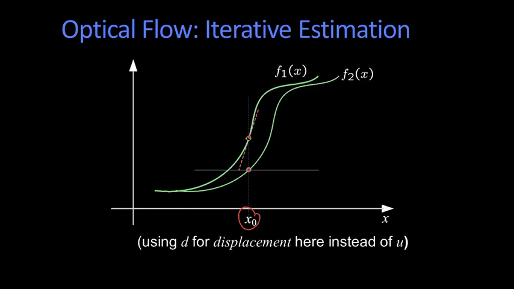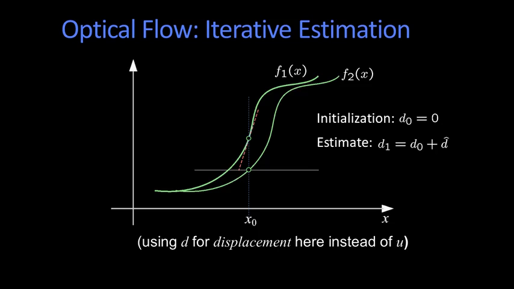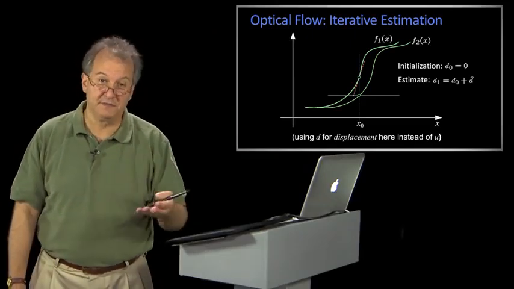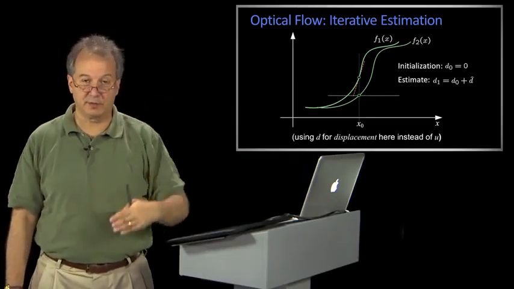I want to find this displacement at x0. So here's how we do it. Since this is iterative, we have to initialize. We'll first start by assuming that our displacement was 0. That is, u and v are all zeros everywhere. That makes the warp really, really fast. I don't do anything. It's the original picture.